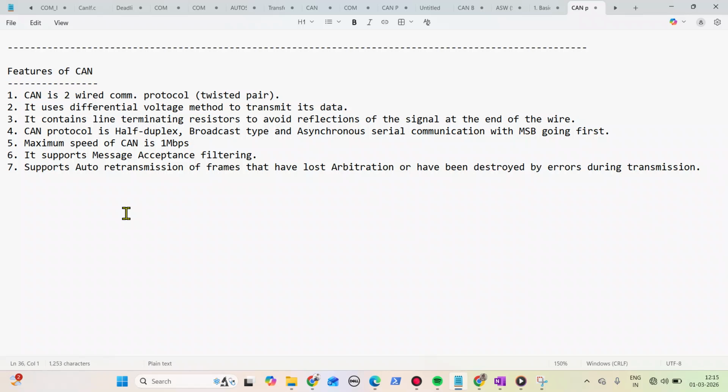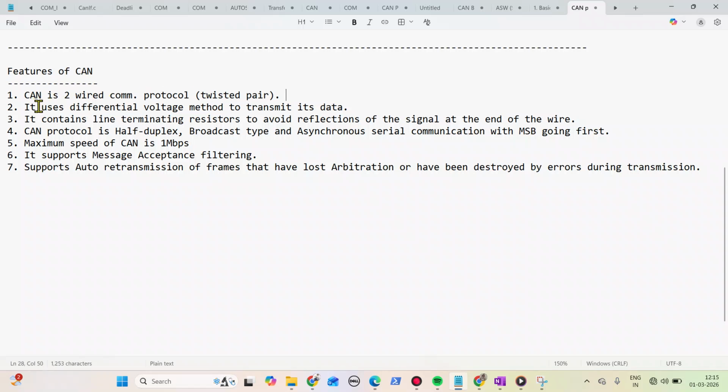Hello guys, in our previous session we have seen basics of CAN protocol. Now we will see features of CAN. Coming to the first point, CAN is a two-wire communication protocol, which means in CAN protocol we will use two wires. One is CAN high and one is CAN low, and these two wires are a twisted pair, like we will twist those pairs. I will show you what a twisted pair is.